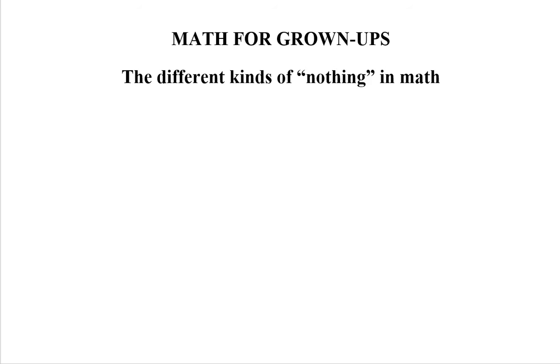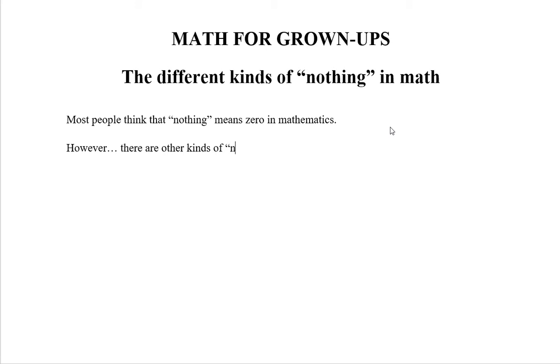Today, I'm going to talk about the different kinds of nothing in mathematics. Now, there's a very common misnomer. Well, not totally wrong. Most people think that nothing means zero in mathematics. If I have nothing, I have zero. If I have no money, I have $0. This is true. However, there are other kinds of nothing. And I believe that this one concept leads to a lot of confusion in mathematics.